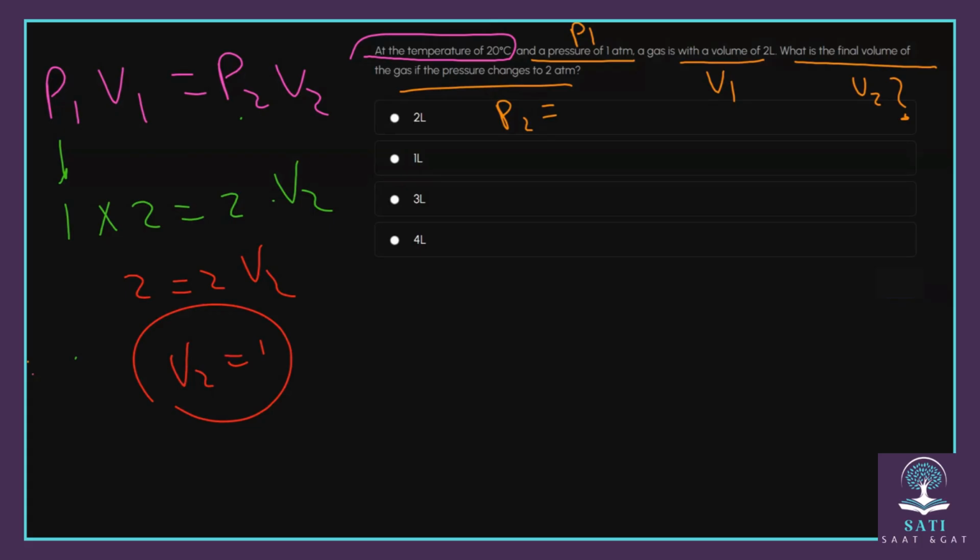So 1, what is the unit? The unit is the same unit they gave you for the volume. They gave you the unit liters, so this will be 1 liter. So you choose 1 liter as the answer.